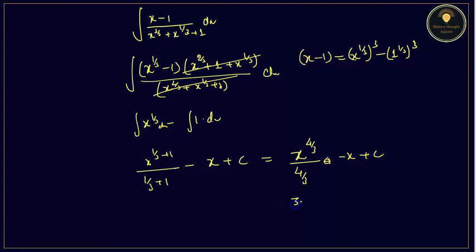So that is equal to 3 by 4 x to the power 4 by 3 minus x plus c. So this is the answer that you will get.